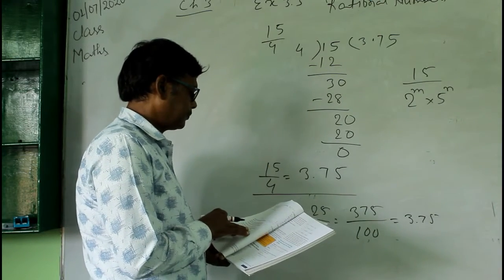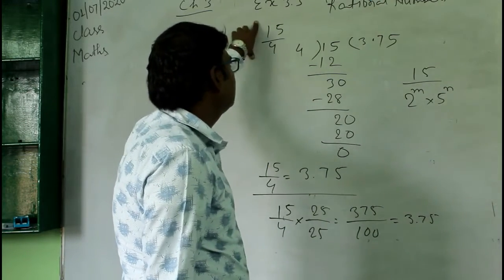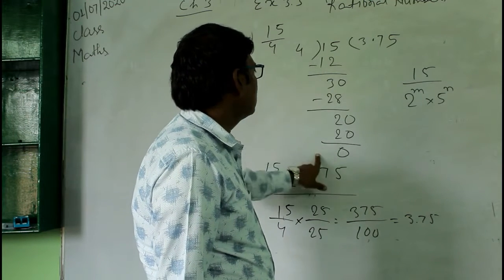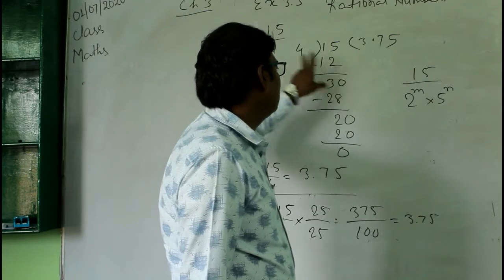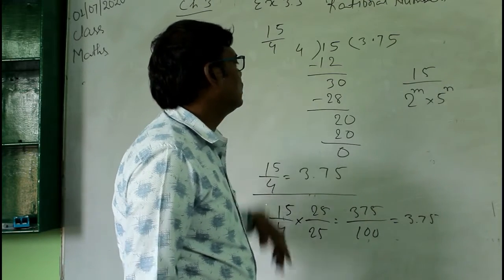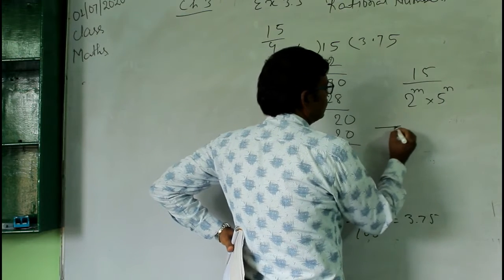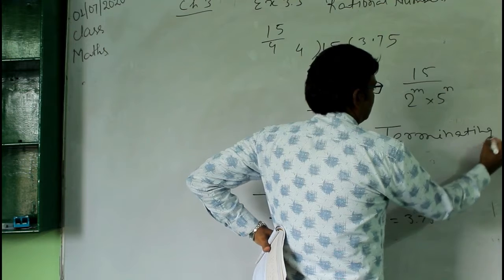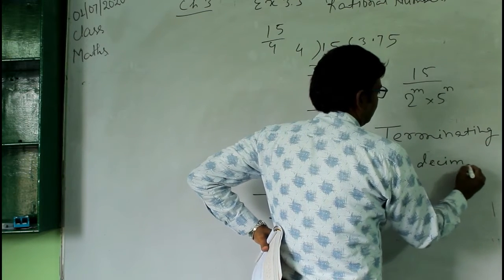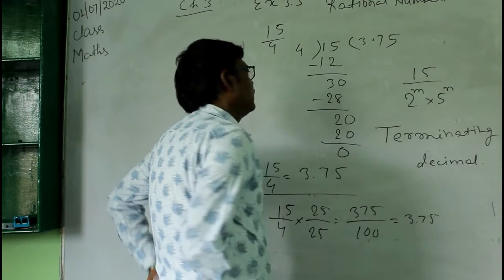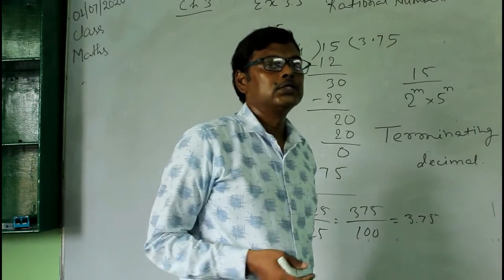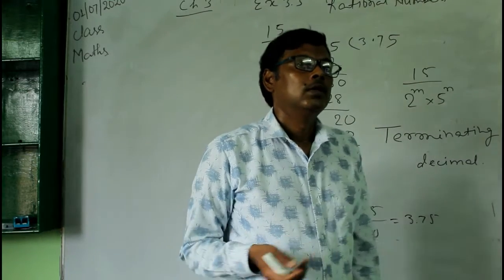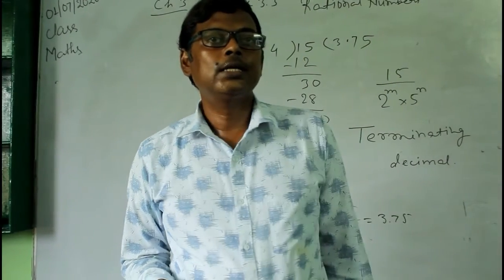Now the other question is here. See one more thing: when you divide 15 by 4, the division stops after some steps, that is 3.75. So this is called a terminating decimal. Remember this: if there are divisions in which after some steps the division ends, then this kind of decimal is called a terminating decimal.